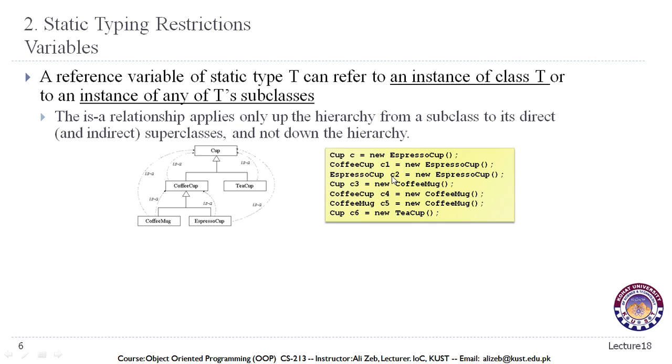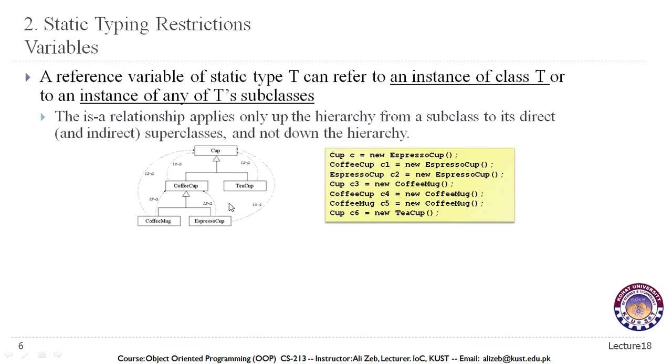It cannot be used as a reference for any objects of these superclasses, because a subclass is a superclass, but a superclass is not a subclass. So this is a valid declaration over here. Cup C3, for example, an object C3 of the cup class, and this is a valid declaration. We can use the superclass reference to declare an object of the subclass, that is in this case the coffee mug. Coffee cup C4.